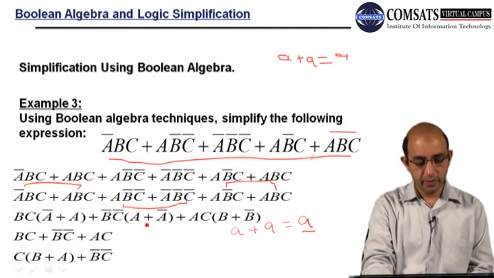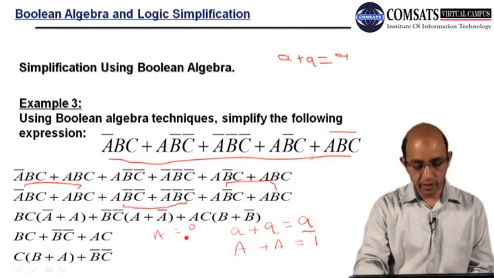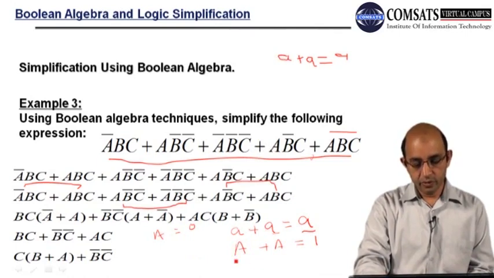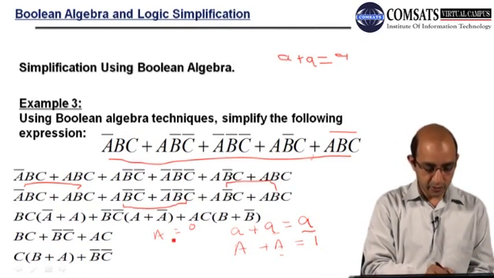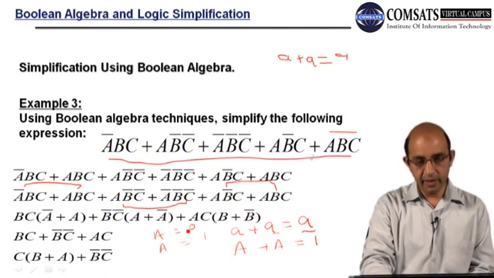BC, A bar plus A; B bar C bar is common, A plus A bar; AC, and we have B plus B bar. So always know that A plus A bar is always equal to 1. If A is equal to 0, then 0 and complement will be 1, so we will have 1. If A is equal to 1, then A is 1 and A bar is 0, so we will have 1. It will not make a difference whether A is 0 or 1; all the time A plus A bar is equal to 1. So we can place 1 here, and 1 here for B plus B bar. So we are left with this, right?